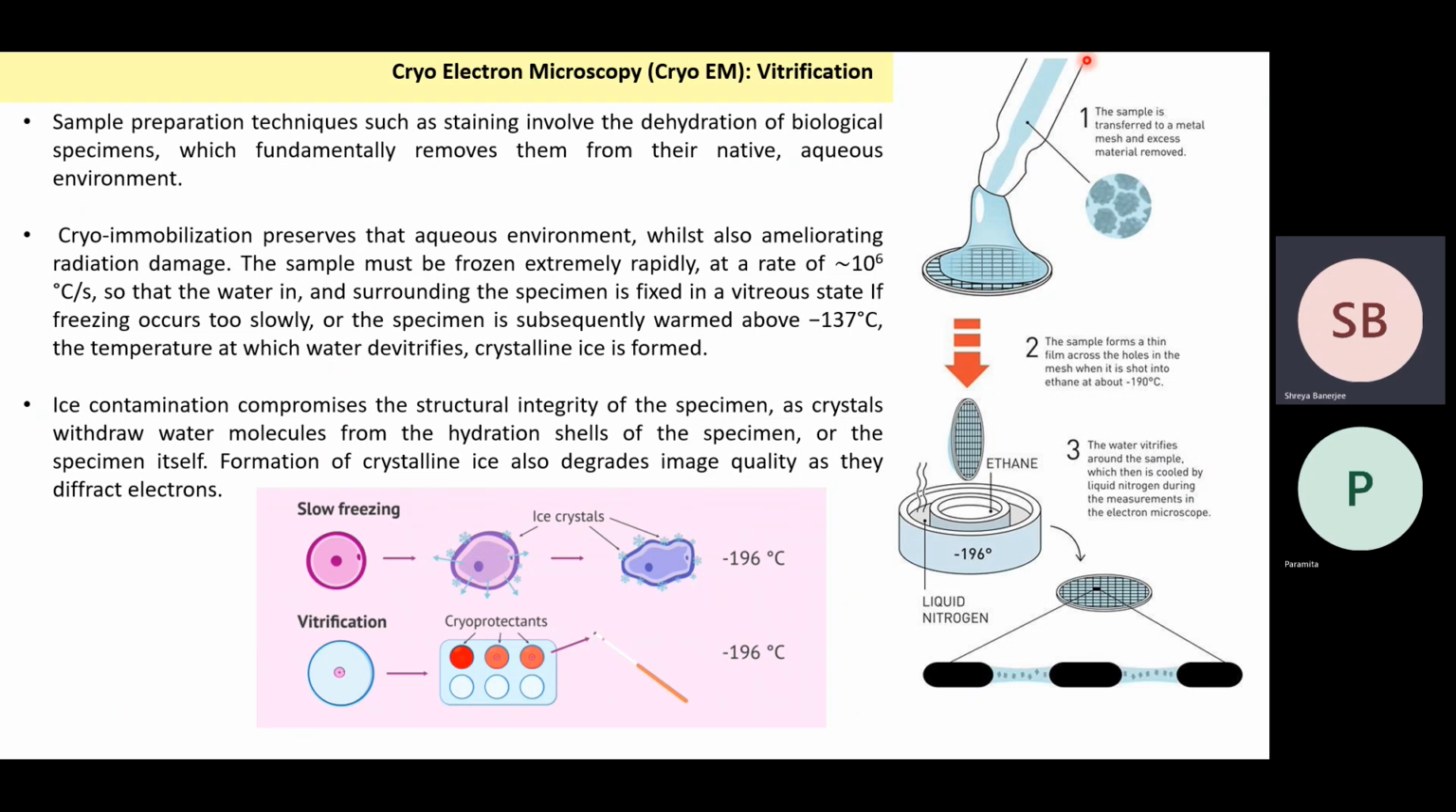So the method that is used, called vitrification, is where this mesh, this grid containing the specimen, is very rapidly plunged into liquid nitrogen or ethane and immediately removed so that the ice is vitrified, that is, it is frozen in the same conformation that is present in the native protein.